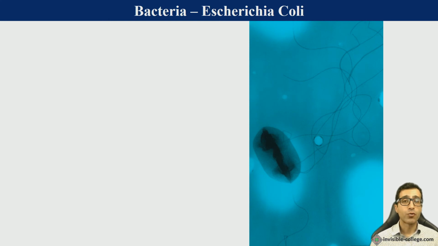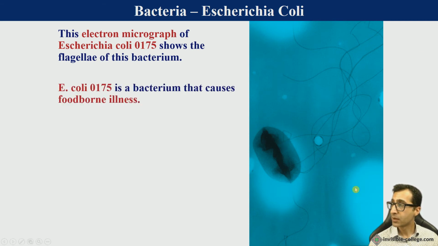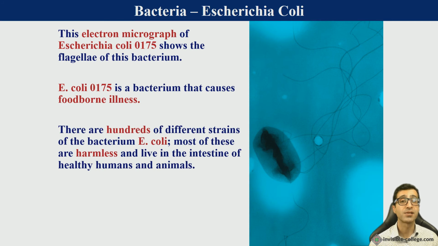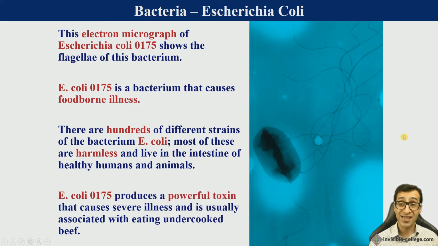So this is an electron micrograph of E. coli, and this shows the flagella of this bacterium very clearly. So this is the bacterium, this is the form of E. coli O157. This is what causes food poisoning in many cases. Now there are hundreds of different strains of E. coli, and most of these are actually harmless and normally will be found in the healthy human and animal intestines. But this particular strain of E. coli produces a very potent poison, a toxin, and it's this toxin that causes severe food poisoning.